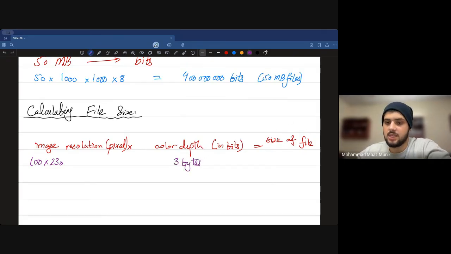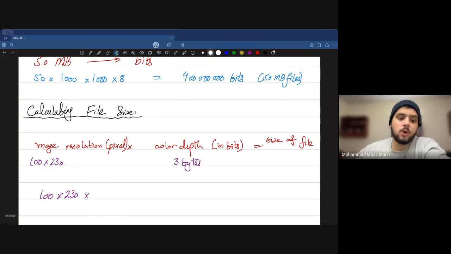Calculate the file size. So you're just going to plug in the values because we want to find the total image resolution. The way to find the total resolution is you multiply the values, right? So it's basically going to be 100 multiplied by 230. And then you need to multiply it with your color depth. But the important and the most confusing point, which a lot of students usually miss, is that my color depth here is in bytes, but you need to give your color depth in terms of bits. So we need to convert this byte into bits to be used up here.